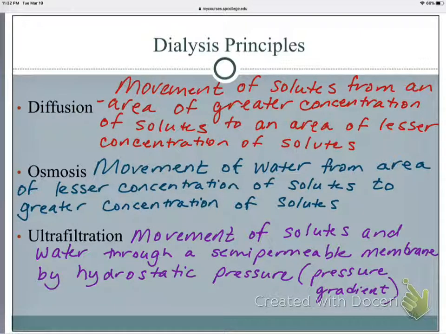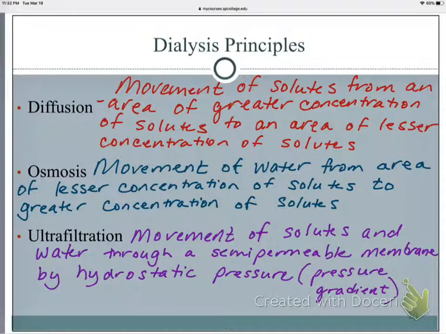So the principle, like I said, is that solutes in the water move across the semipermeable membrane from the blood to the dialysate, and from the dialysate to the blood, with the concentration gradients. Diffusion, by definition, is the movement of solutes from an area of greater concentration to an area of lesser concentration. So in kidney failure, urea, creatinine, uric acid, and electrolytes move from the blood to the dialysate with the effect of lowering the concentration in the blood.